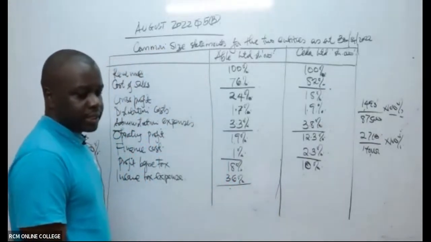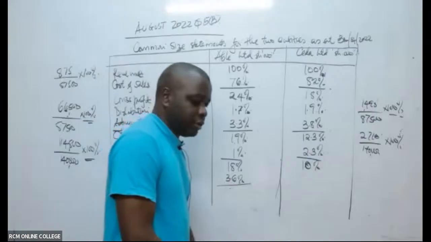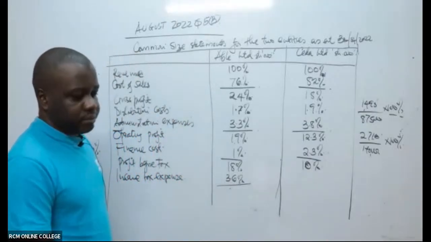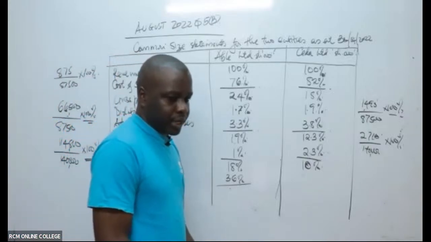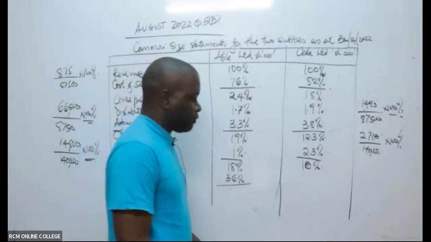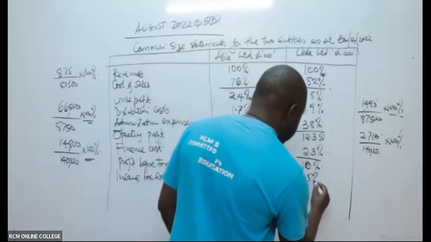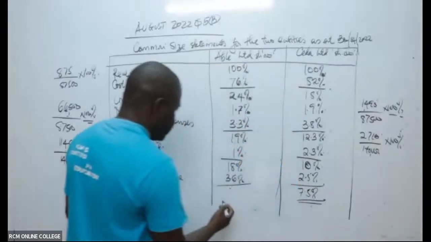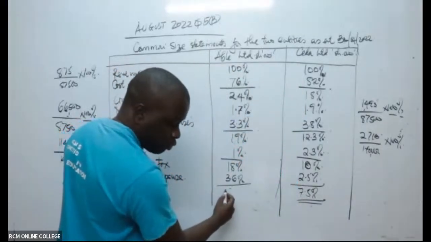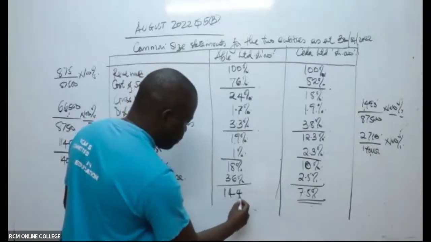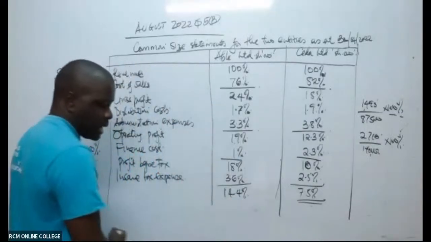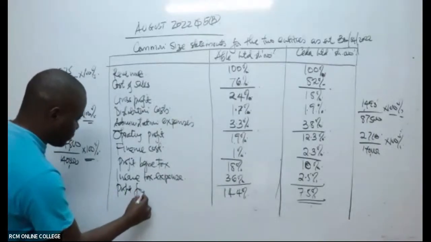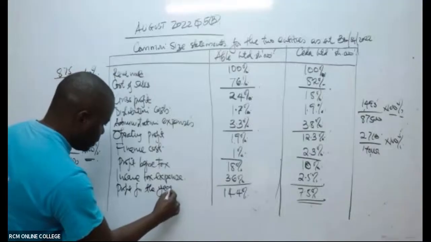You take 3.5 divided by 87,500. You are getting 2.5%. Yes, 2.5%. So this will be able to get 7.5%. This one will be able to get, is it 14.4%? 14.4%. So this becomes the profit for the year.